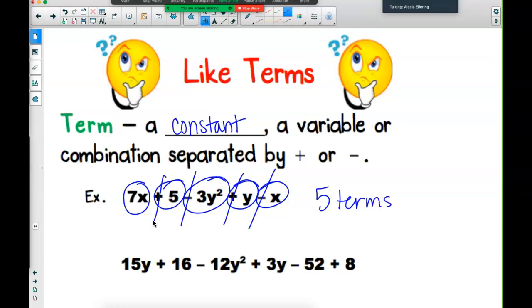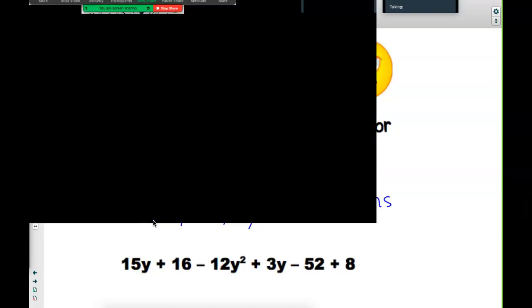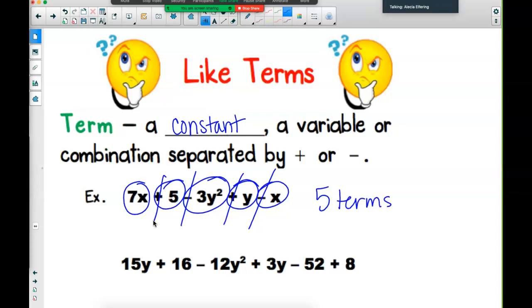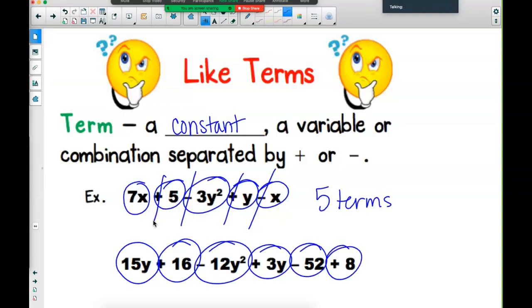So how many terms are in the second one? In the second expression, how many terms are there? I'm seeing a few people at home saying that there are 6, and I see lots of 6s here. You are correct. 15y is a term, 16 is a term, this is a term. So there are 6, not 16, 6 terms. Okay, questions on what a term is?